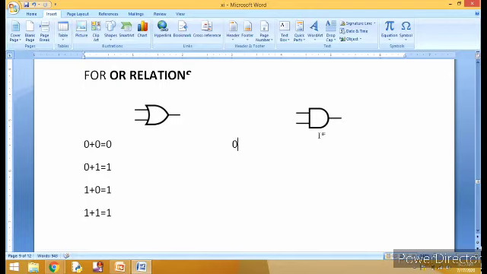That means if both the inputs are 0 and 0, we'll write it like this. That's why I put both on the same line. So if it is 0 and 0, and it is applied to the AND gate, what output will you get? 0.